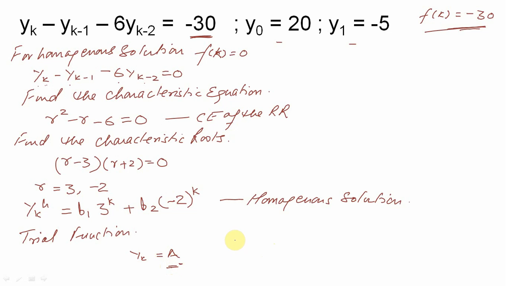So substituting into the recurrence relation, I'll get a minus 6a is equal to minus 30. As this is a constant, it will make no difference whether it is yk or yk minus 1 or yk minus 2. This value will remain a only. So this is what I'll get after substituting it into the recurrence relation.